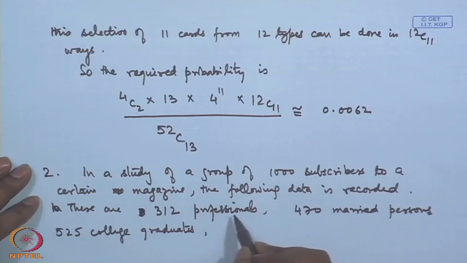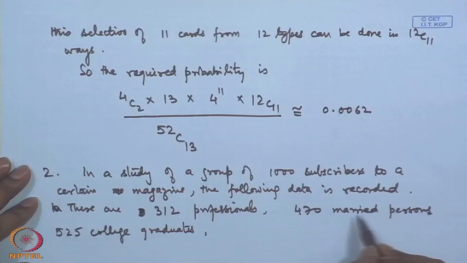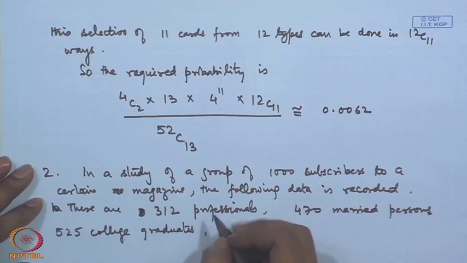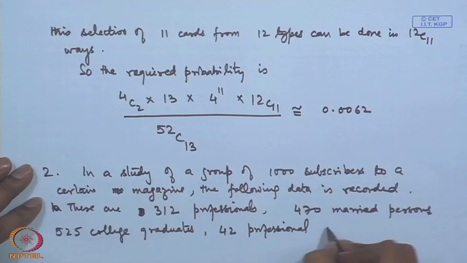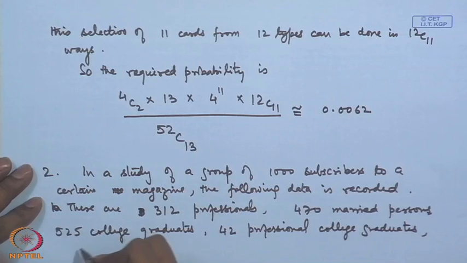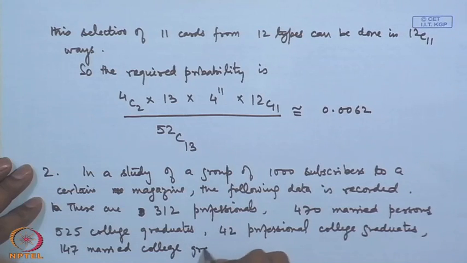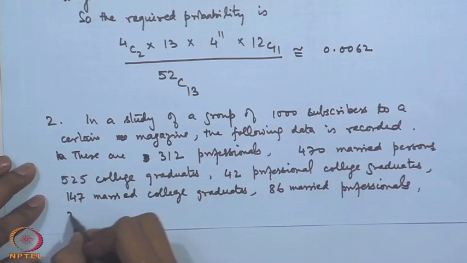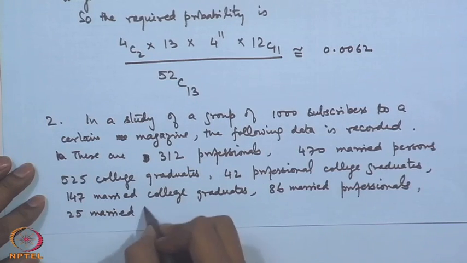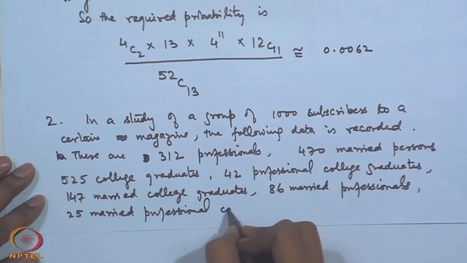Now, we have considered the data with respect to profession, marriage status and education. Out of this, 42 are professional college graduates, 147 married college graduates, 86 married professionals, and 25 married professional college graduates.